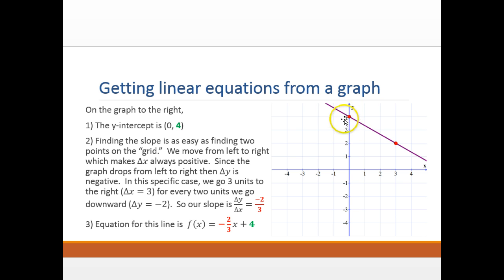Other way we can do is just count. We count down 2 and over 3. Remember, your slope is rise over run. So therefore, from this graph alone, I can look at it and say this function is f of x is negative 2/3 x plus 4. This is my slope. That's my y-intercept.